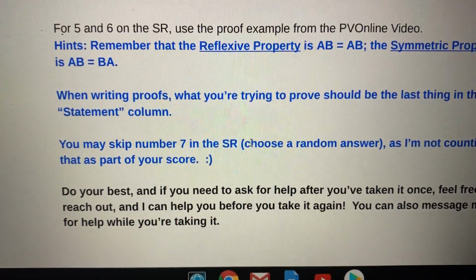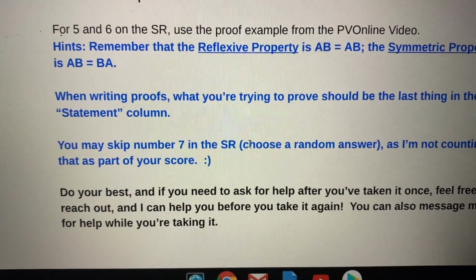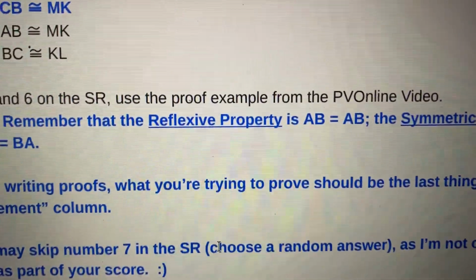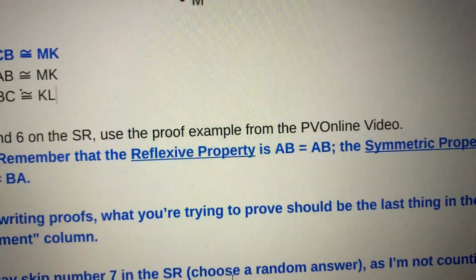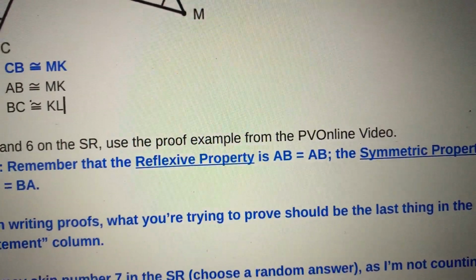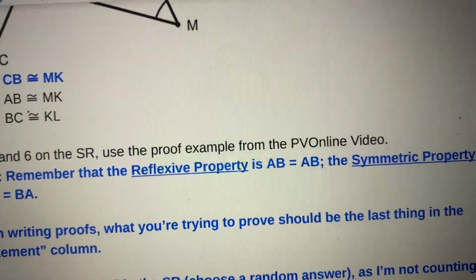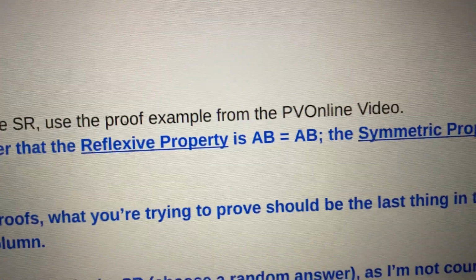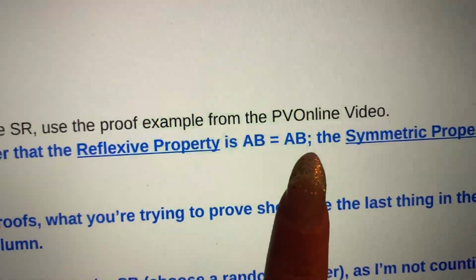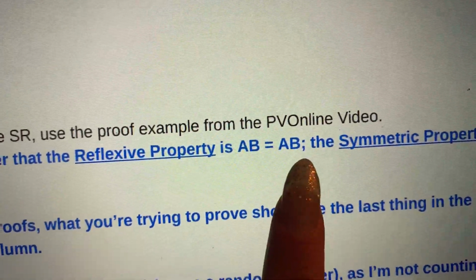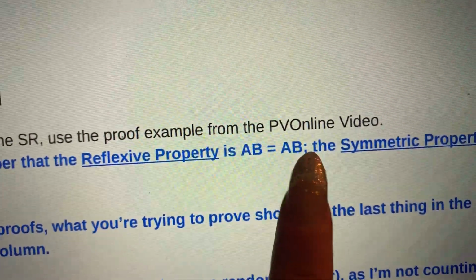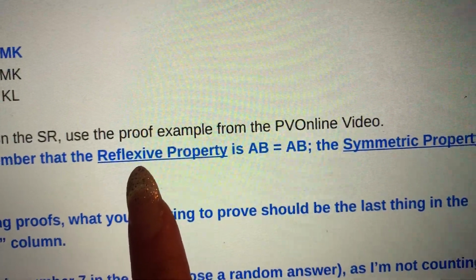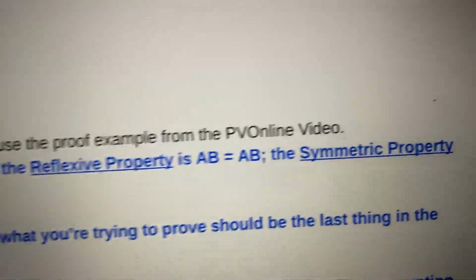The reflexive property is what is shown in the video on PV Online, in the example that she has in there. The reflexive property is AB equals AB. Whatever you have is going to be equal to what you started with. So 3 is equal to 3. BC is equal to BC. It's going to be the same on both sides. Think about reflexive: if you look in your mirror, you see your reflection. It's the exact same thing.